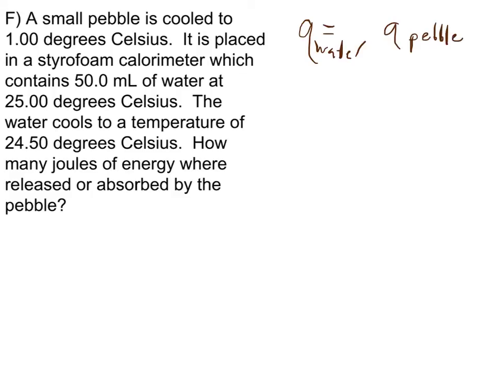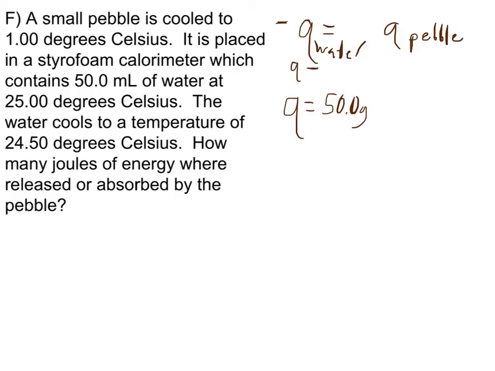So we used this equation in the past that, in this case, negative Q of water will equal Q of the pebble. The water is going to be releasing the energy and the pebble will be absorbing the energy. So the same amount of energy that's released by the water will be absorbed by the pebble. Well, we know a whole bunch about water. We know, first of all, that if there was 50 milliliters of water, that means that there was also 50 grams of water in that cup, because 1 milliliter has a mass of 1 gram.